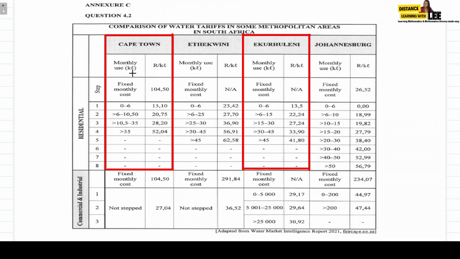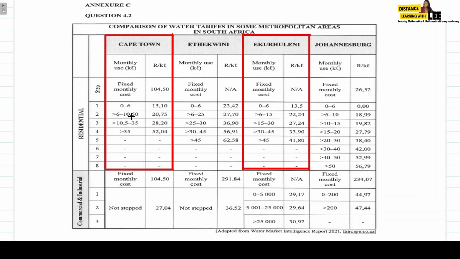We are told the monthly use in kiloliters, right? So there's a fixed monthly cost that John needs to pay, irrespective of how much his bill is, right? So he needs to always pay this fixed monthly cost of 104 Rand and 50 cents, right? We are told that if he uses between 0 to 6 kiloliters of water, he pays 15 Rand and 10 cents, right?